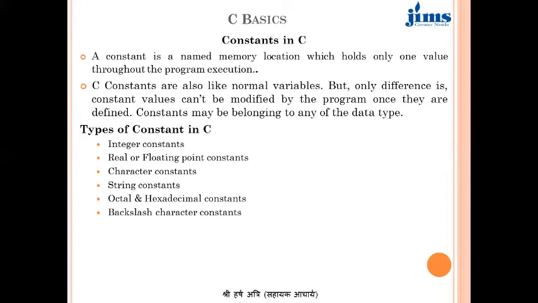The next is constants in C. A constant is a named memory location which holds only one value throughout the program execution. The meaning of constant is that its value never changes, its value becomes fixed. C constants are like normal variables, but the only difference is that constant values cannot be modified by the program once they are defined.